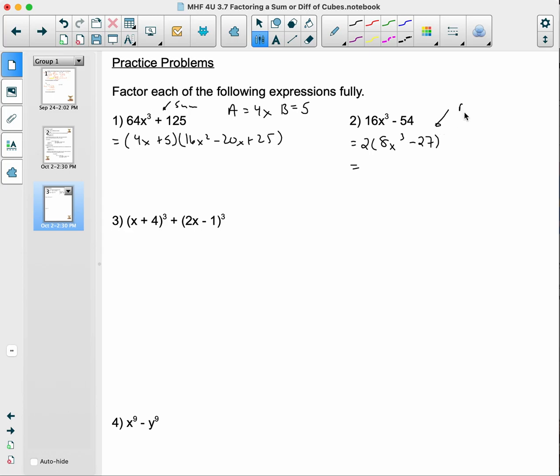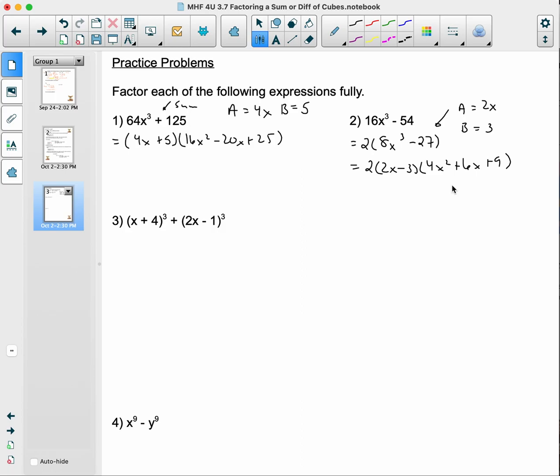So now I'm going to look in here and identify A as 2x and B as 3. So I would still have that 2 out in front, and then 2x minus 3, 4x squared plus 6x plus 9. Okay, no matter how hard you try, you can't factor that trinomial, so don't try, right? You're dealing with a regular cubic function that's being shifted up and down. It has one x-intercept, that's it. So these are imaginary roots over here anyway.